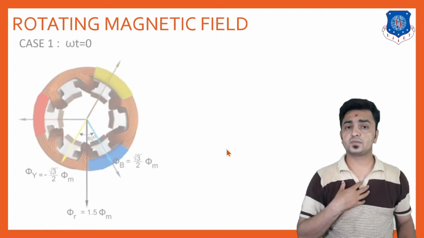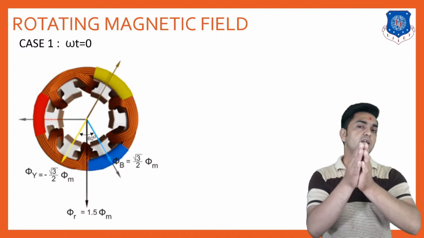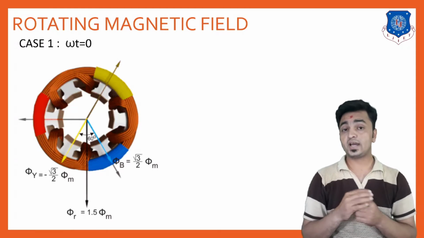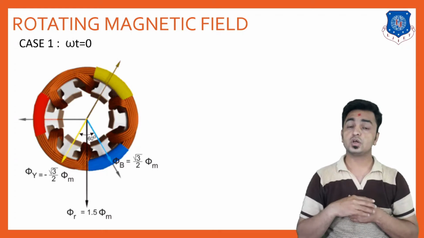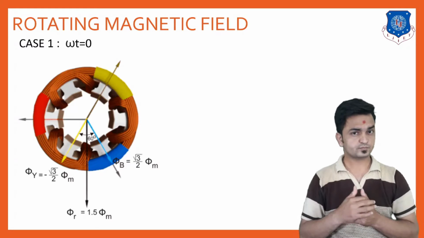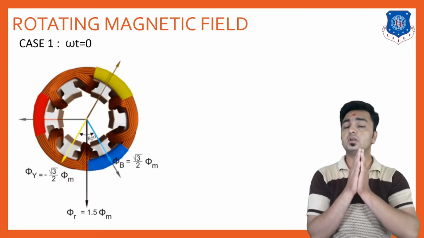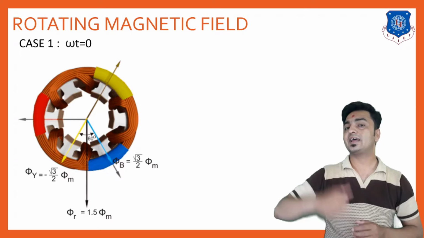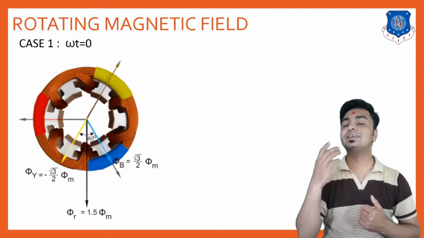For that, let's consider case 1, that is, when the supply is at zero time or zero angle. When we consider the angle equal to 0, meaning omega t is equal to 0, what will be the value of phi r, phi y and phi b, as well as the direction of phi r, phi y and phi b? So we will find the values of phi r, phi y and phi b at angle 0, and based on these components we will find the resultant component.